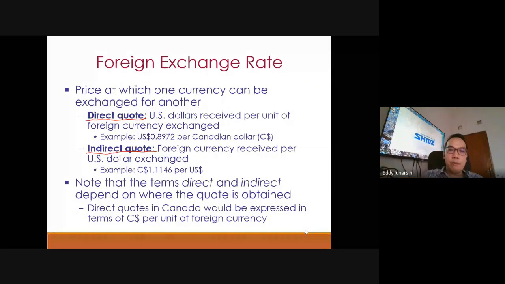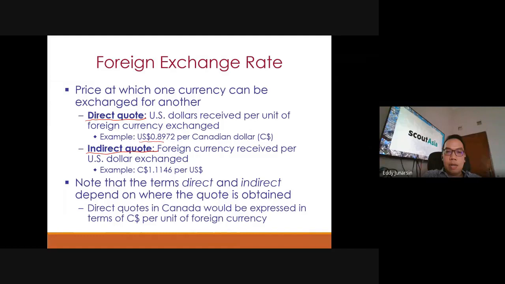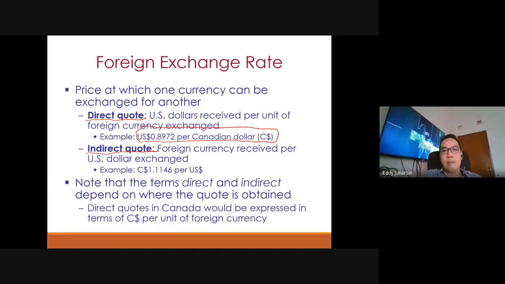So we see an example from here. This is like 89 cents per Canadian dollar. So this would be a direct quotation for the United States, but indirect quotation for Canada. Right. On the other hand, this second example would be direct quotation for Canada, but indirect quotation for the United States.